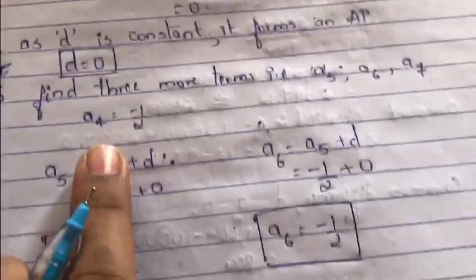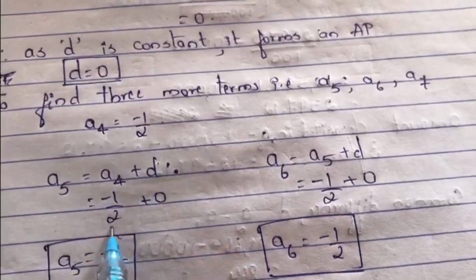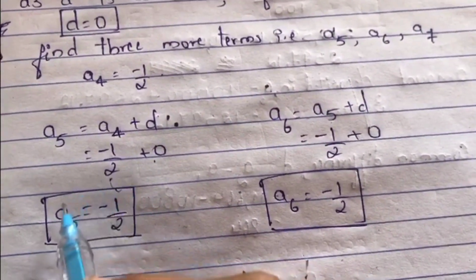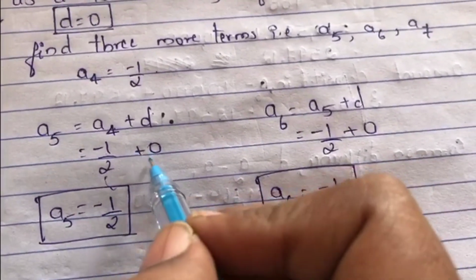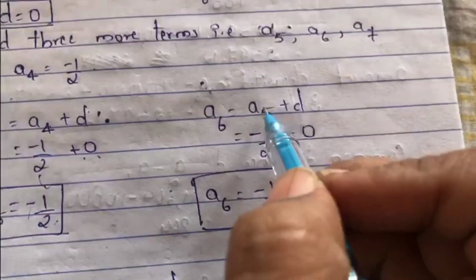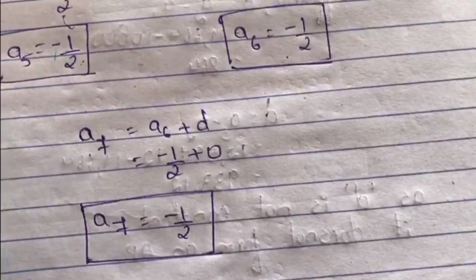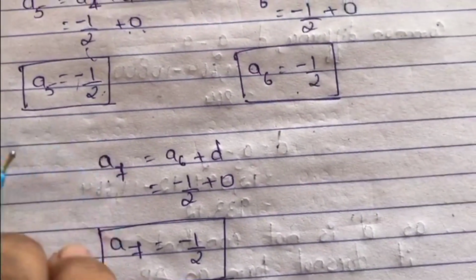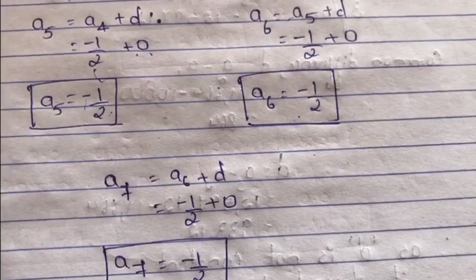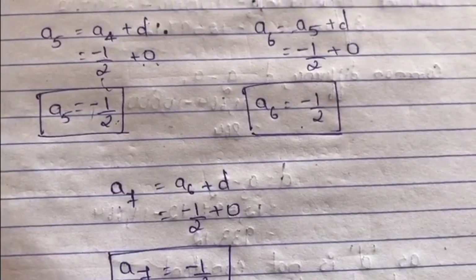A4 is minus 1 by 2, therefore A5 will be A4 plus D, that is minus 1 by 2 plus 0. Therefore we will get the answer as minus 1 by 2, as there is no value for 0. In the same way A6 will be minus 1 by 2 and A7 will also be minus 1 by 2. Remember, D may also be 0, but then we will get all terms the same. I hope you have understood the concept.